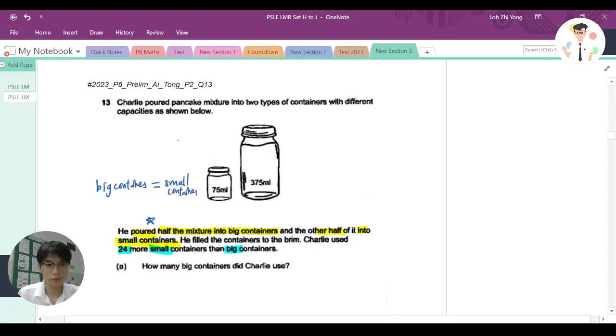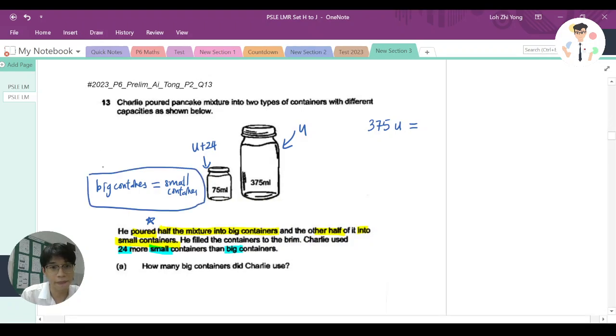Now, which means that the number of containers for this is U plus 24. The number of containers for this is U. Okay, if you want to compare the number, I don't know what it is here, but I just put 1 unit. This is 1 unit plus 24 because 24 more. So from here, I know that this is the number of containers, U, right? So 375, the number of containers times the volume of one container is equal, again, I'm now referring to this from this statement.